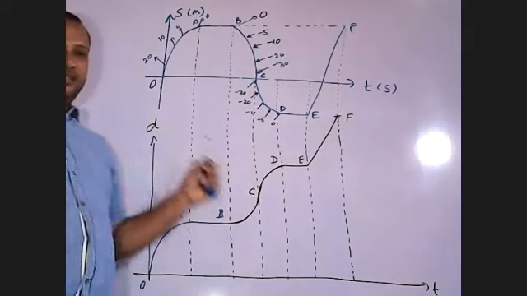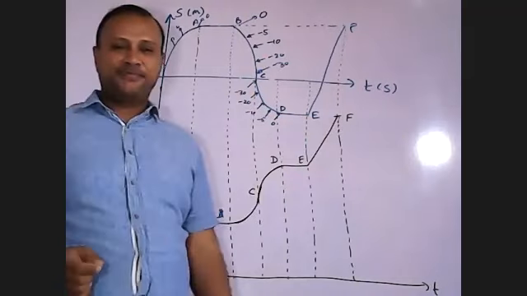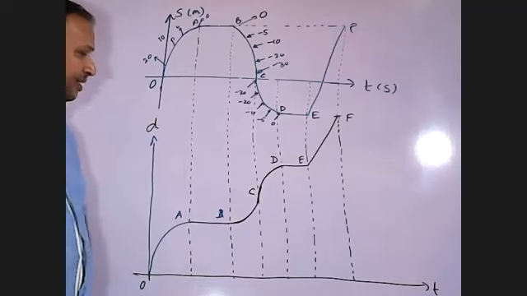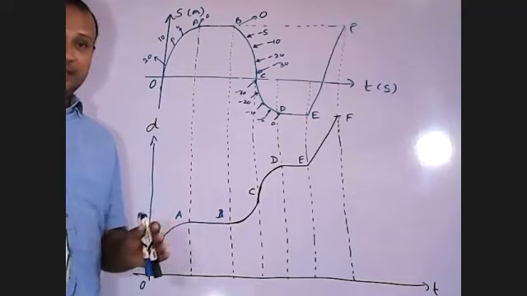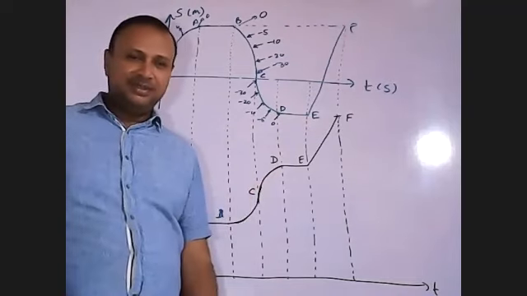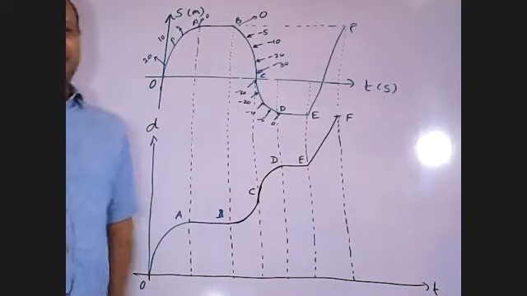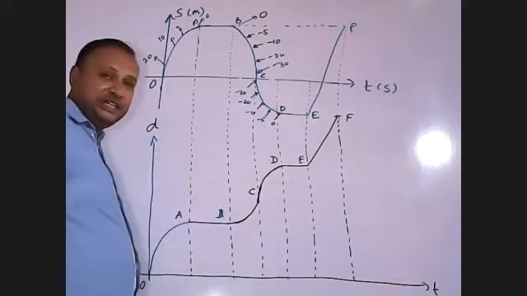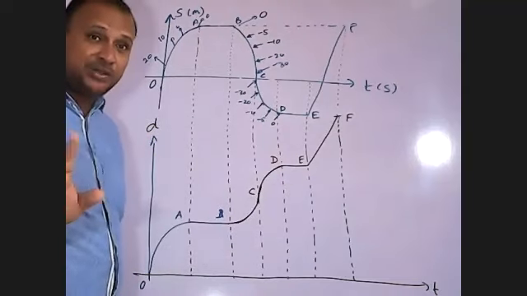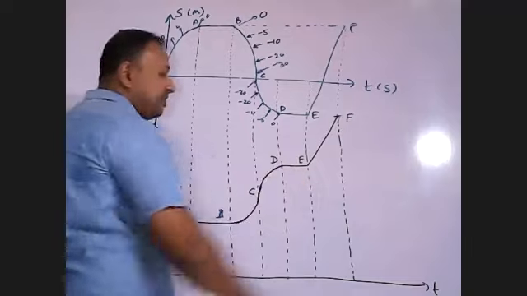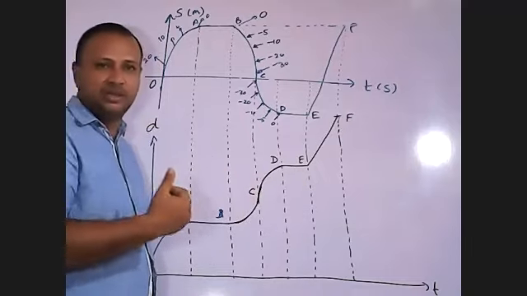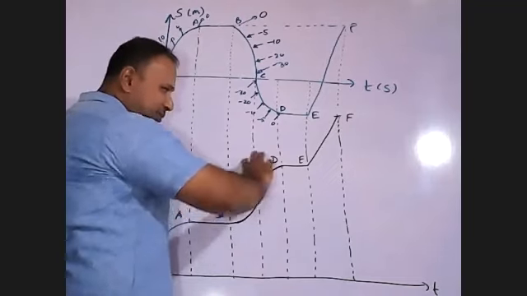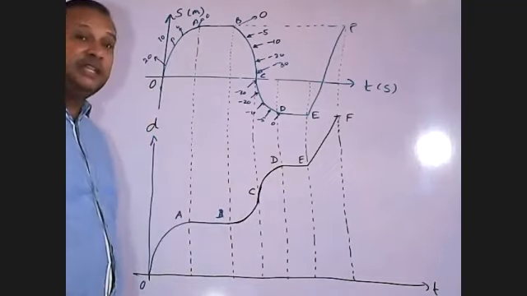So this is the dt curve. Therefore, you can clearly see distance cannot be reduced. Therefore, there are no reversals in the dt curve, because distance cannot be reduced. Okay.